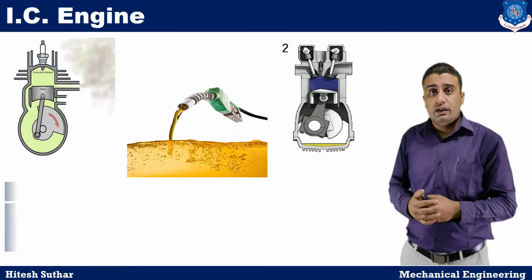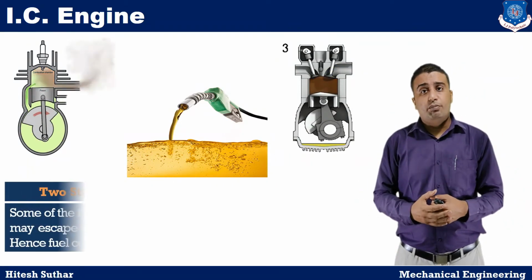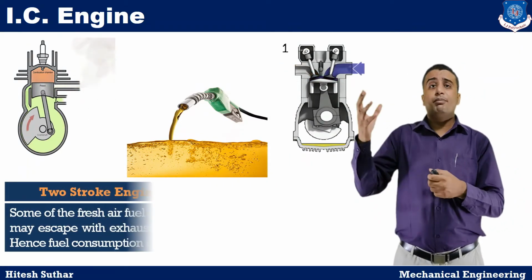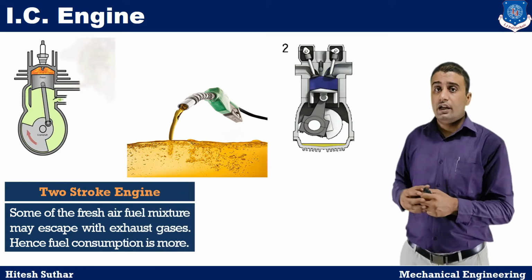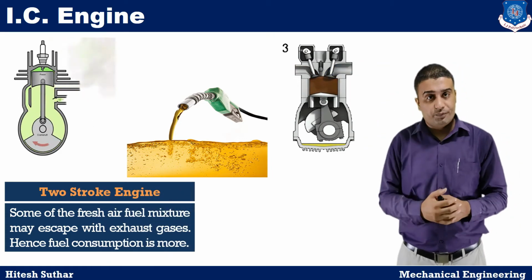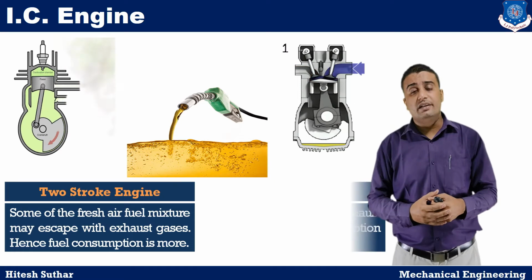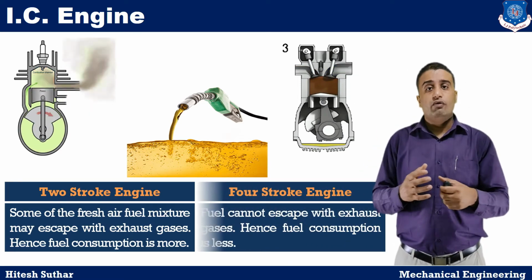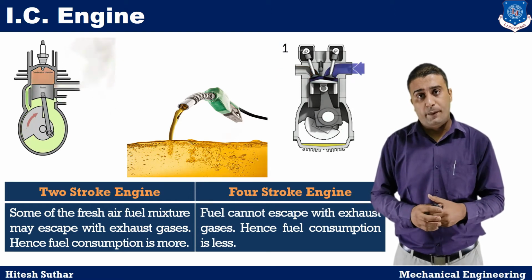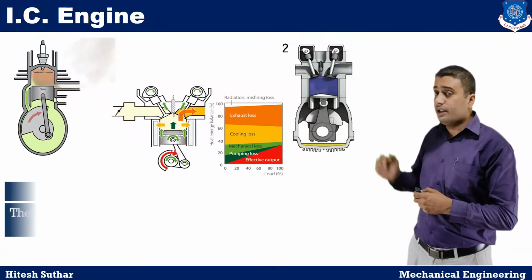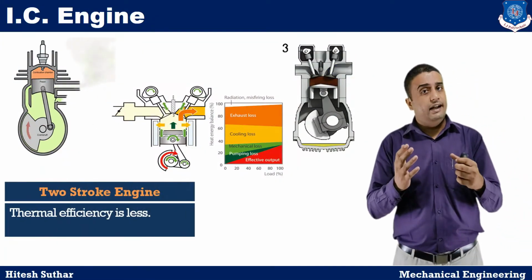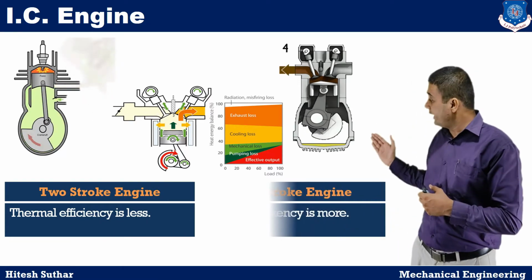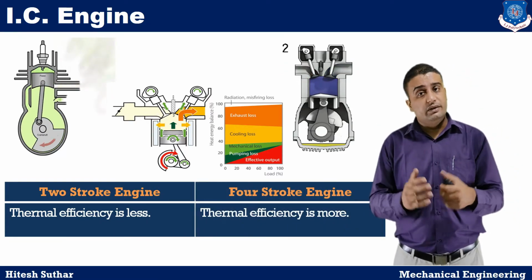In two-stroke engine, some of the fresh air plus fuel mixture may escape with the exhaust gases, hence fuel consumption is more. While in the four-stroke engine, fuel cannot escape with exhaust gases, so fuel consumption is less. In two-stroke engine, thermal efficiency is less, while in the four-stroke engine, thermal efficiency is more.